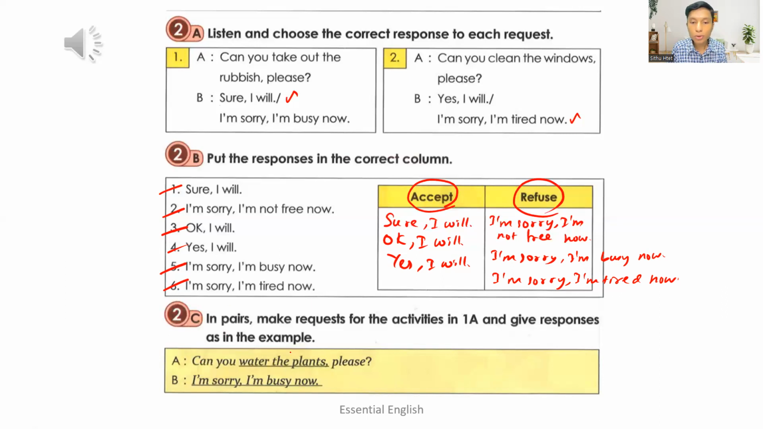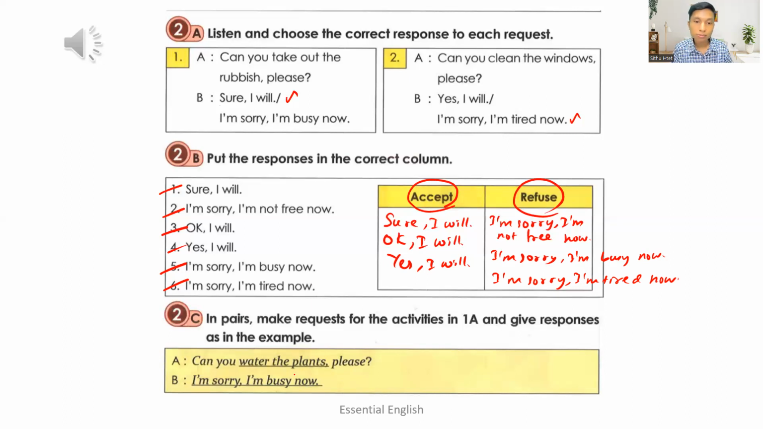For example, can you water the plants, please? You want someone to water the plants, so you make a request. Can you water the plants, please? You can accept or you can refuse the request. If you want to refuse, you can say, I'm sorry, I'm busy now. Okay. So the request is, can you water the plants, please? And the suitable response is, I'm sorry, I'm busy now.